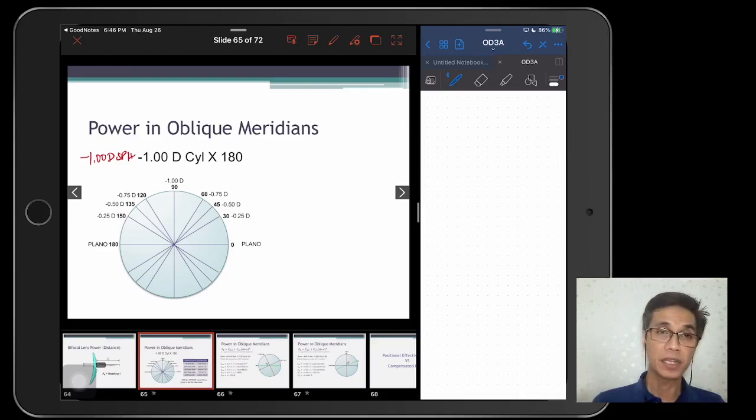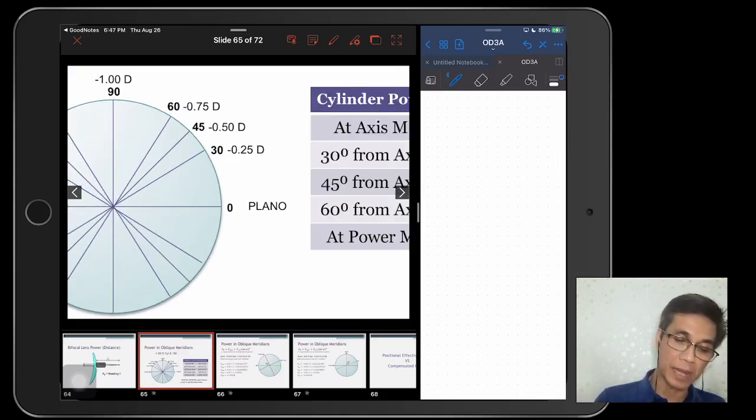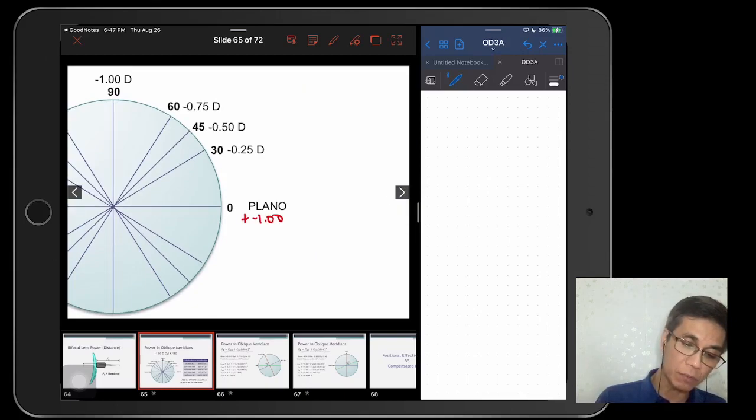Ganyan yung lens prescription. Ano mangyayari ngayon? Do not forget to add yung binabahagi ng spherical power. All meridians will receive minus 1 from the spherical power. So, lumalabas yung plano ko rito. Yung plano ko dyan, dagdagan ko yan ng minus 1. So, magiging minus 1 ang power niya dyan.